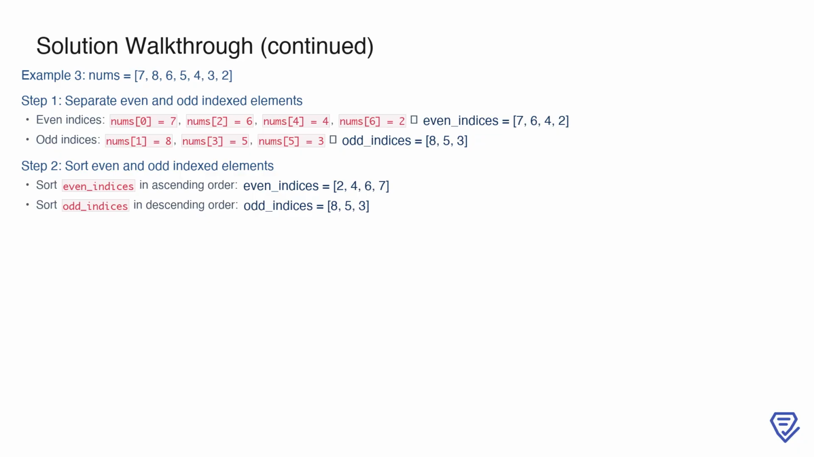8, 5, 3. After separation, we sort the even_indices list in ascending order, resulting in 2, 4, 6, 7, and the odd_indices list in descending order, giving us 8, 5, 3. These sorted lists are then ready to be merged back into their respective positions.